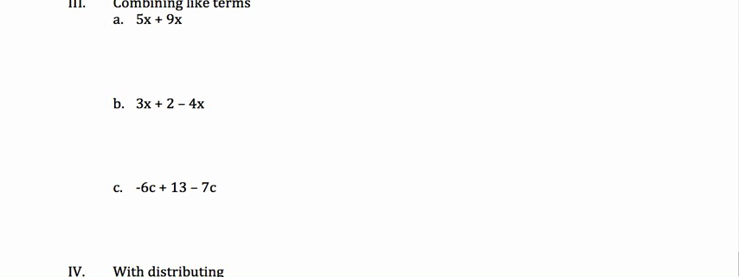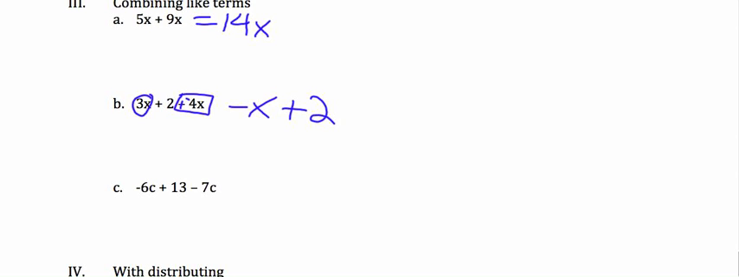I'm assuming you're back and ready to go. Here we just get 14x. They are like terms. We could put them together. Here, just the 3x and the negative 4x. Remember, because we can change that to plus negative 4x, they are like terms. So 3 and negative 4 is negative 1. So we get negative x plus 2, or negative 1x plus 2, or 2 minus x, or 2 plus negative x. All those would be good.